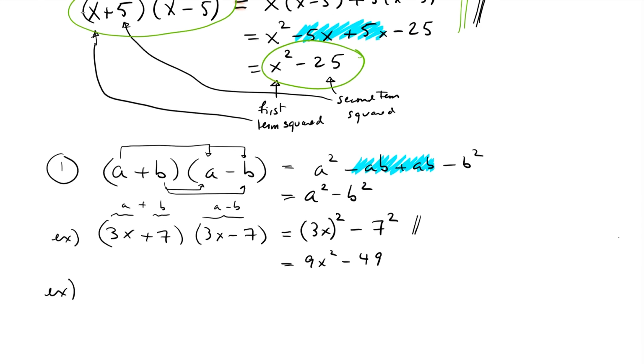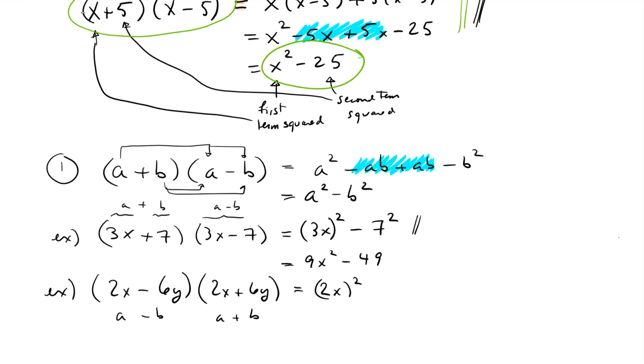Here's another one. I've got 2x minus 6y times 2x plus 6y. Once again, that's of the form a minus b times a plus b. So it's a squared minus b squared. That's 4x squared minus 36y squared. That's way faster than expanding everything and simplifying.